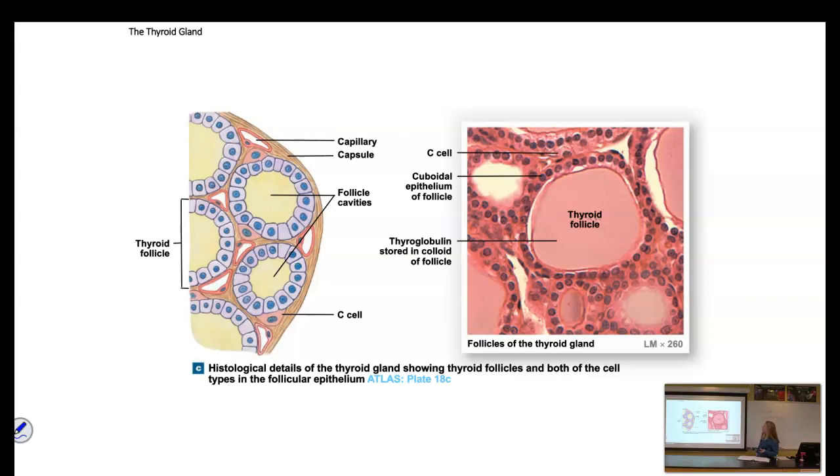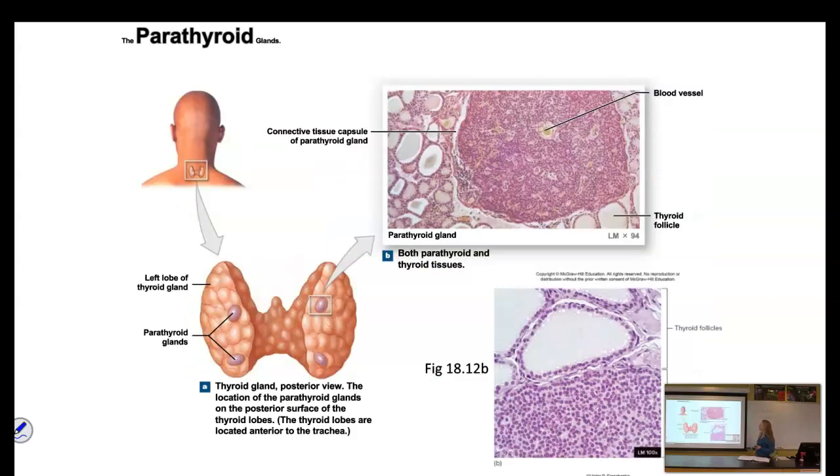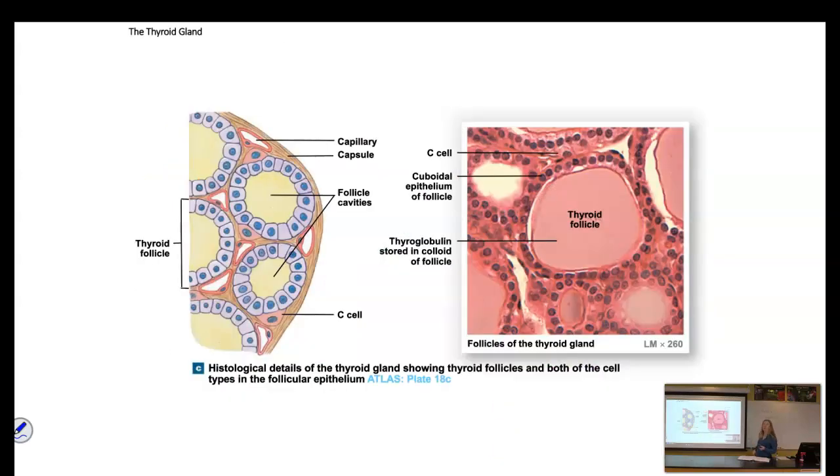Okay, so the big thing to keep in mind here as we talk about these thyroid hormones is what they actually do. One of the big things is that they have what they call the calorogenic effect.